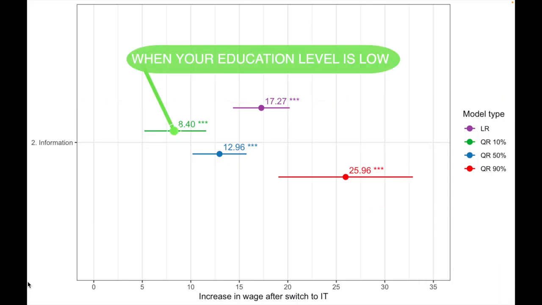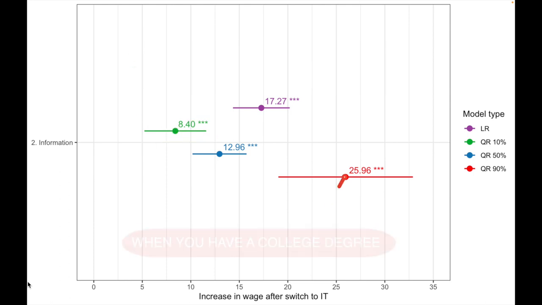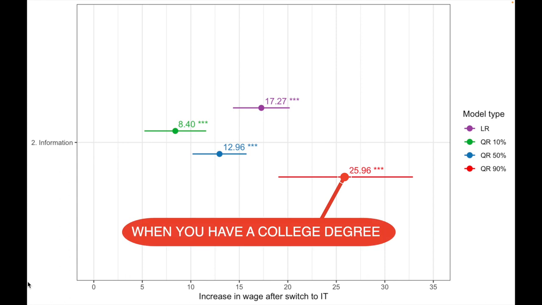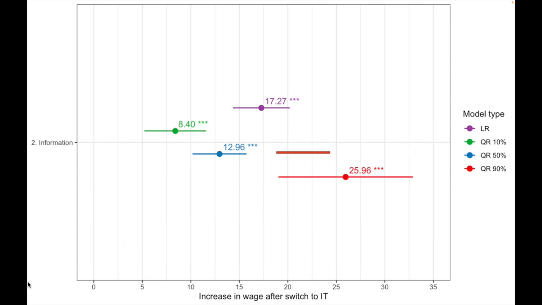So when your education level is low, switching jobs from factory to IT would only increase your salary by circa 8,000 bucks. While when you have a college degree, changing to IT will increase your salary by over 25,000 bucks. However, the reason itself is not important.